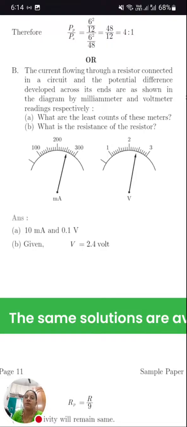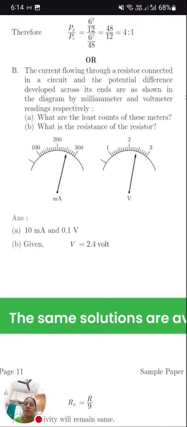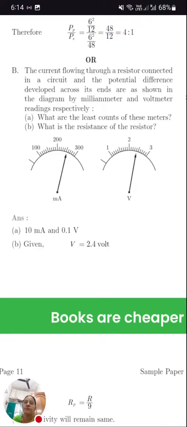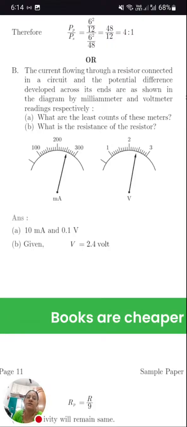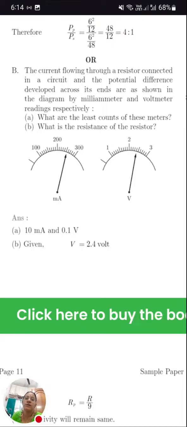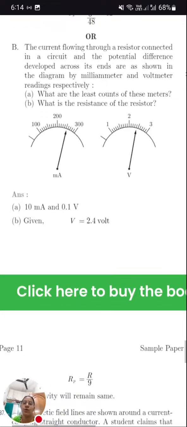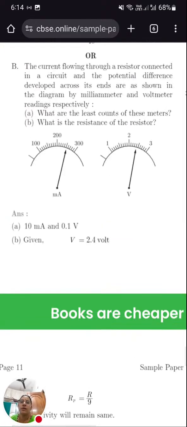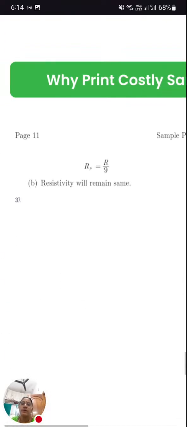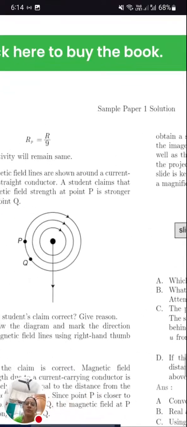Now the next question: what is the resistance of the resistor? From V, we need to calculate. It's in between 2 and 3. 2.4 is representing the volt reading. So 2.4 volt. So, next question.